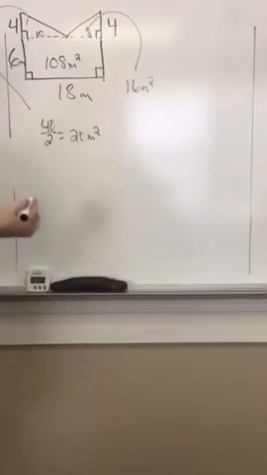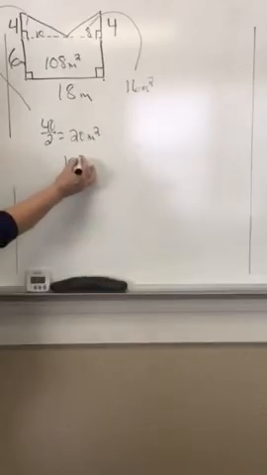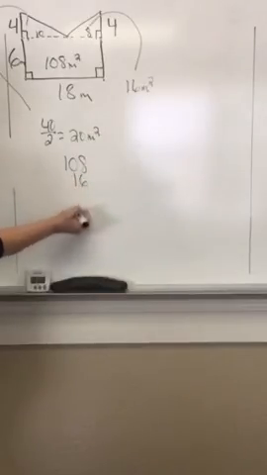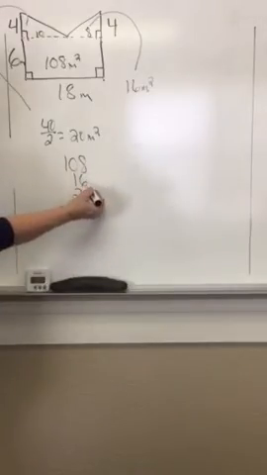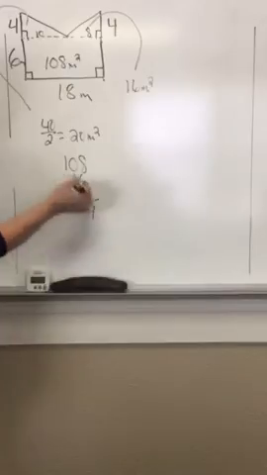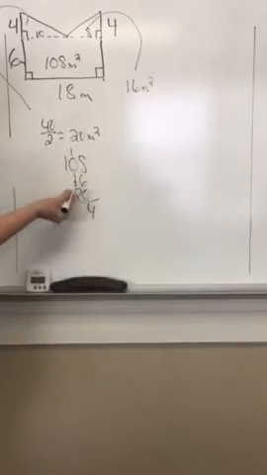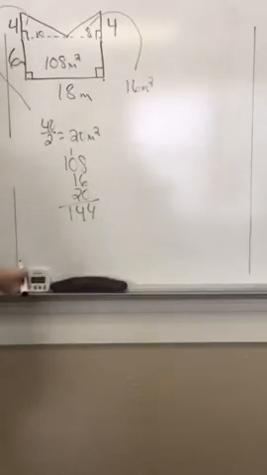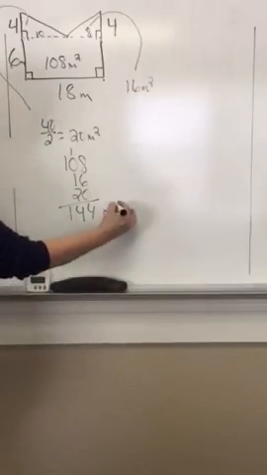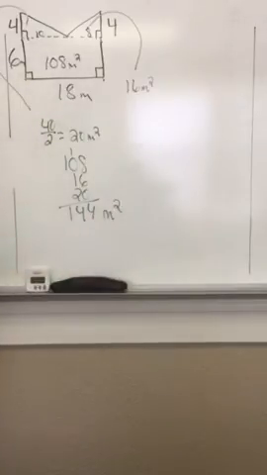To get the total area, we just add up the area of the three figures. We have 108, 16, and 20. 6 plus 8 is 14. Put down the 4 and carry the 1. 2, 3, 4. 144 square meters. So that is the most difficult way to solve this problem. Now I'm going to show you an easier way.